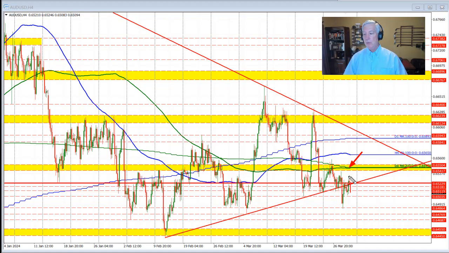We need to get above both of those levels to show that the buyers mean business, and then we'll start to look toward the 100 and the 100-day moving average on the top side. So sloppy trading in the Aussie versus U.S. dollar has a little bit more of a bearish bias going to the new trading week.